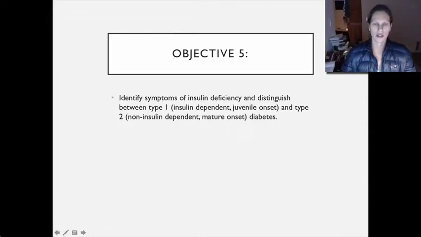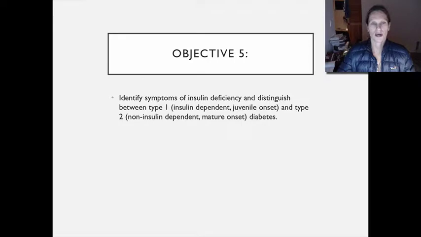All right, we are going to talk about diabetes and the drugs to treat diabetes. So first we're going to start with just talking about some generalities about diabetes, looking at the symptoms of insulin deficiency and distinguish between the two primary types. I'm sure you all know there's two types of diabetes.